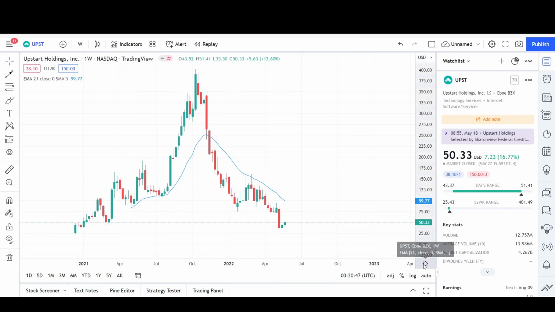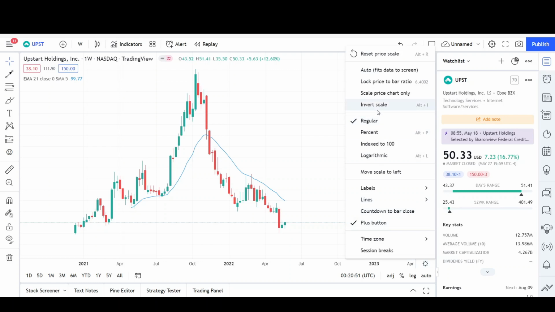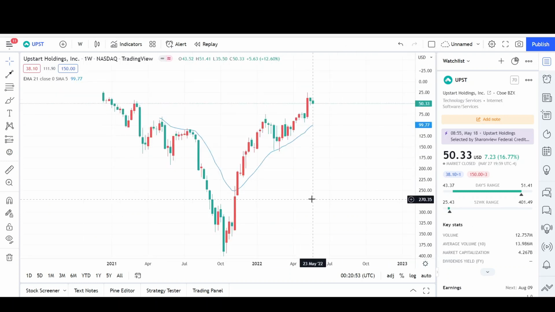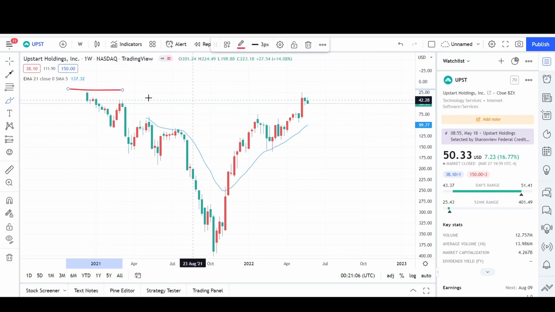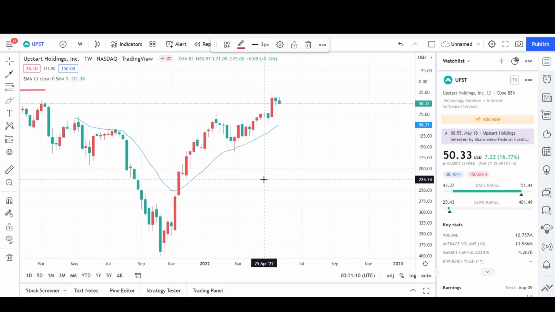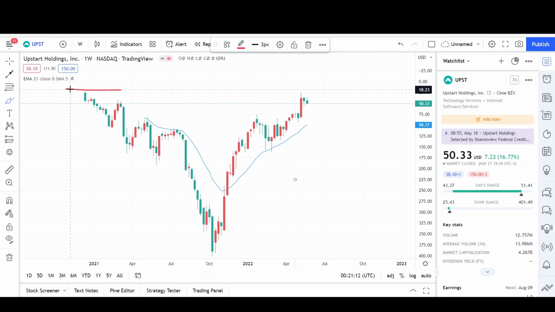I'm going to show you guys one last thing. Let's go ahead and invert this chart to make it easier to visualize what I'm seeing. If we invert it, it's just flipped upside down. You can see that most people were thinking, oh my god, we're going to make a new all-time high. We're going to surpass this prior level right here. If this was an uptrend that we're currently inside of, most people would be saying, oh man, we're going to make a new all-time high.